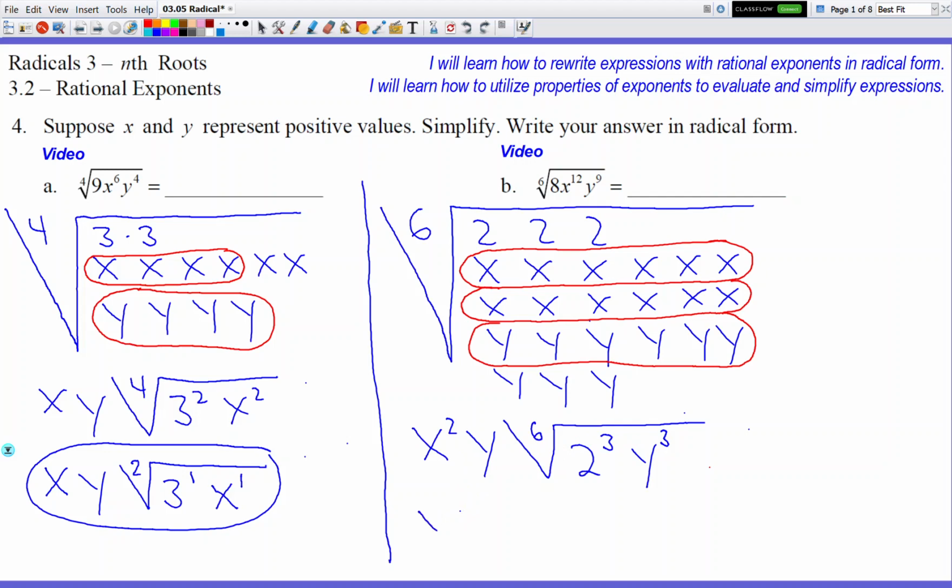Okay, so x squared y stays the same. And divide by 3, so the 6 becomes a 2. The 2 to the third becomes 2 to the first, and the y to the third becomes y to the first as well. And you're done.